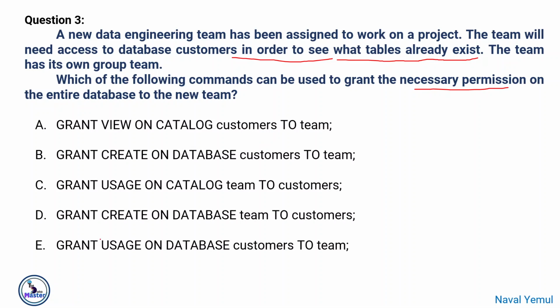So let me show you this. The keyword here is usage. Look at this usage, but they don't want it on the catalog, they want it on the database. So the option would be database, and the database name is customers, to the team. The answer would be E. Many get confused, like, will you give a view option here? View is not a correct privilege, but usage is the correct privilege. So don't get confused between view and usage. There is no privilege called view. So the only option that would come is E, usage.